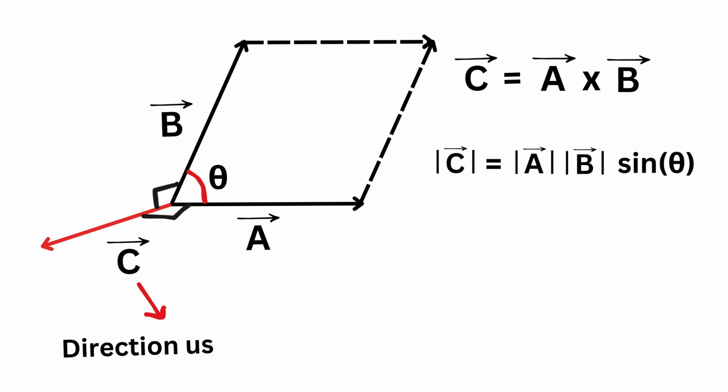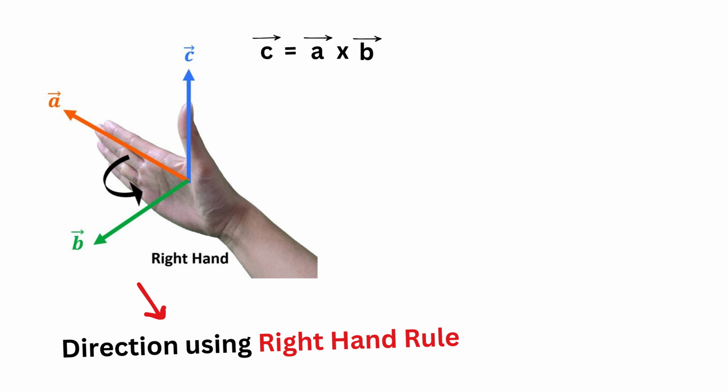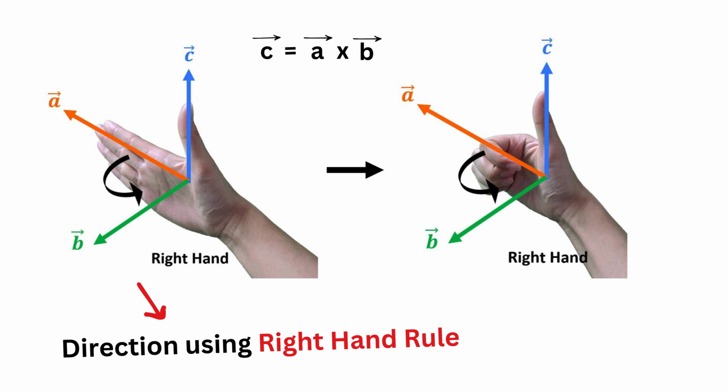The direction of the resulting vector is determined by the right-hand rule. If you curl the fingers of your right hand from the first vector to the second vector, your thumb points in the direction of the cross product.